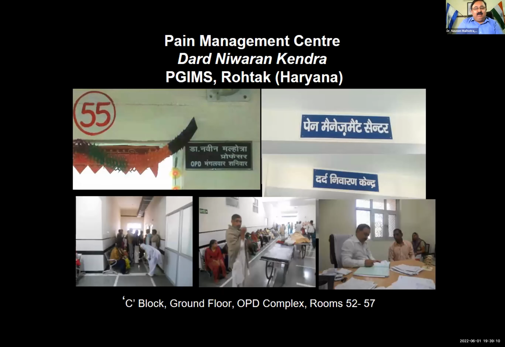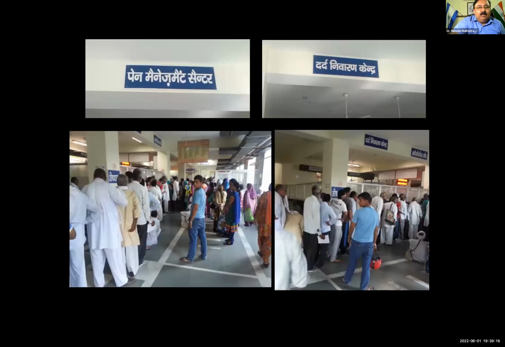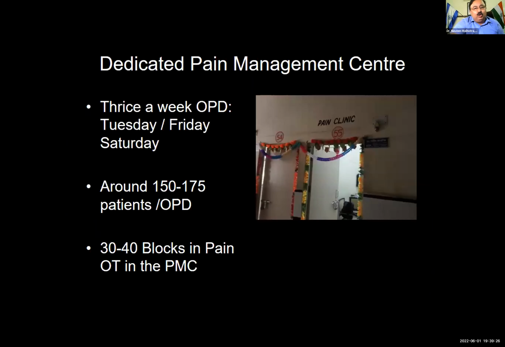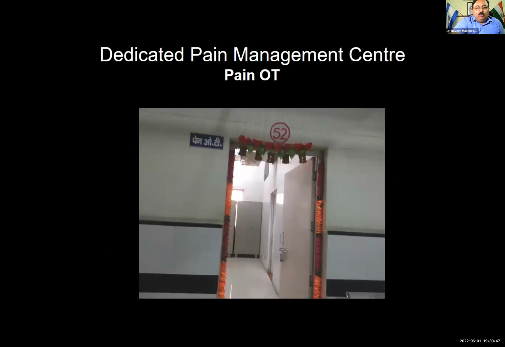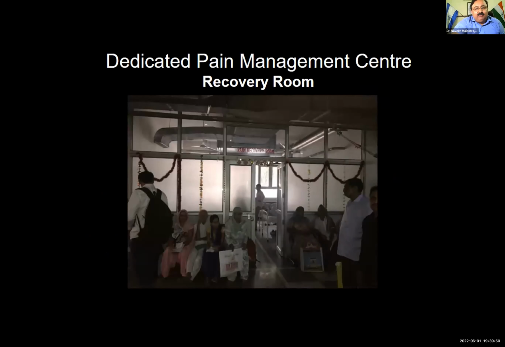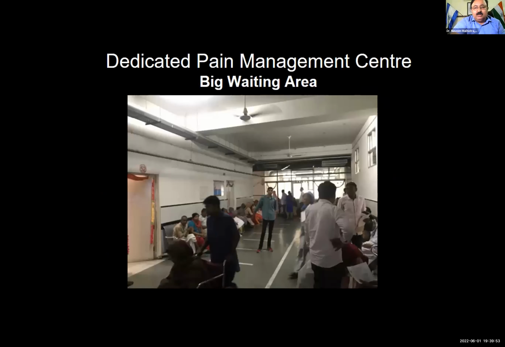This is the Dard Nivaran Kendra at PGIMS Rohtak, where I am working, and it's a good OPD complex, one of the largest in Northern India. And I'm happy to share with you that, just like any other OPD of medicine, orthopedics or gynae, we have a huge rush there, with a footfall of around 150 to 175 patients per OPD, and around 30 to 40 blocks are performed as daycare procedures in the pain OT in the pain management center itself. There are two exclusive OTs for fluoroscope guided blocks on Mondays and Thursdays, where around 20 to 25 blocks are performed, and ultrasound guided blocks are performed on Wednesdays. And this is our pain OT in the pain management center, a six-bedded recovery room, and a big waiting area, which can hold around 60 to 70 patients at a time.